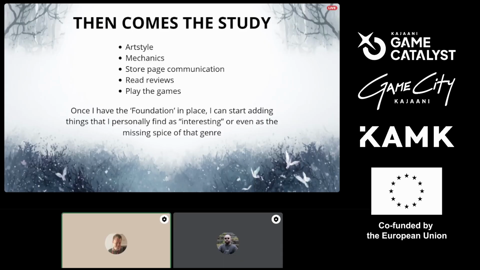But also the store page communication, because I need to understand how these kinds of games are promoted, how they are explained in a way that the players who like to play borderless games understand that this is a borderless game. So I need to take a closer look into the store pages of those existing games, how they have put those in words.